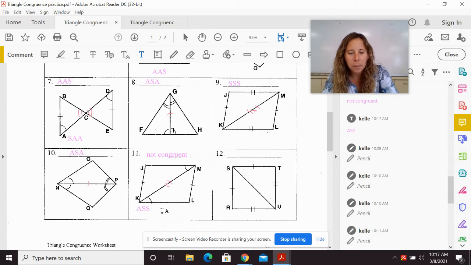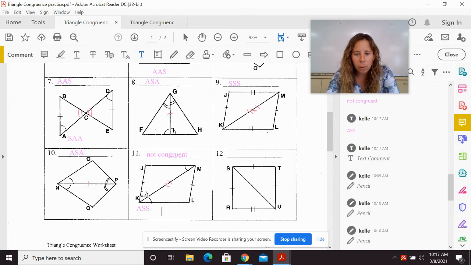Okay, fine, stay there. It won't let me delete it. Okay, angle, side, side. If I knew this angle, then it would be angle, side, angle, but we don't. So angle, side, side. Or if you go over here, angle, side, side. So no.